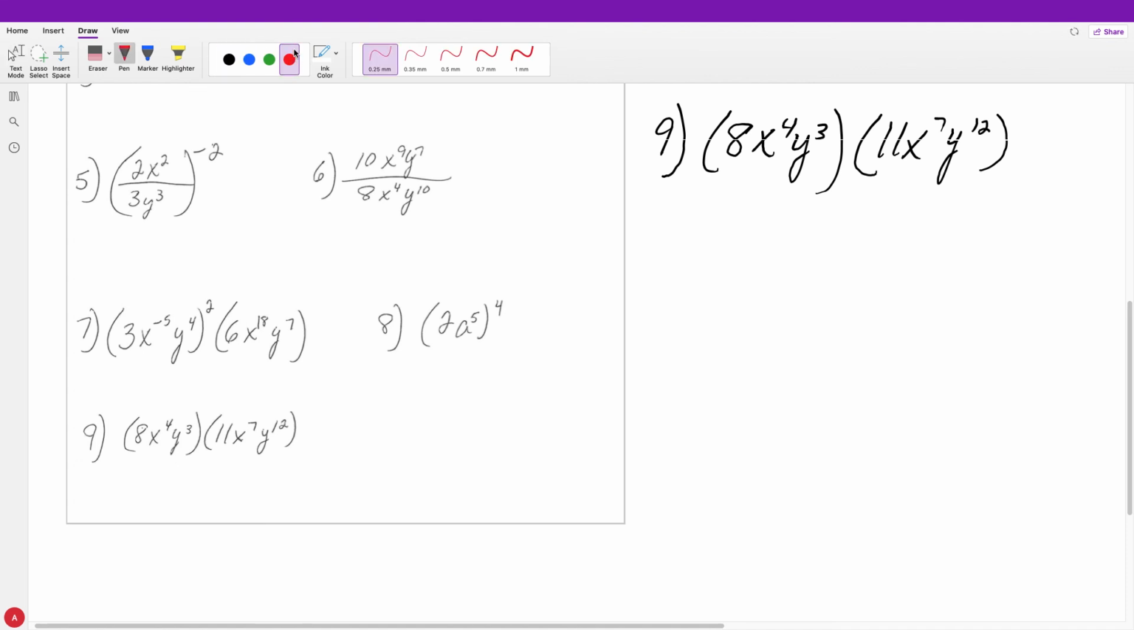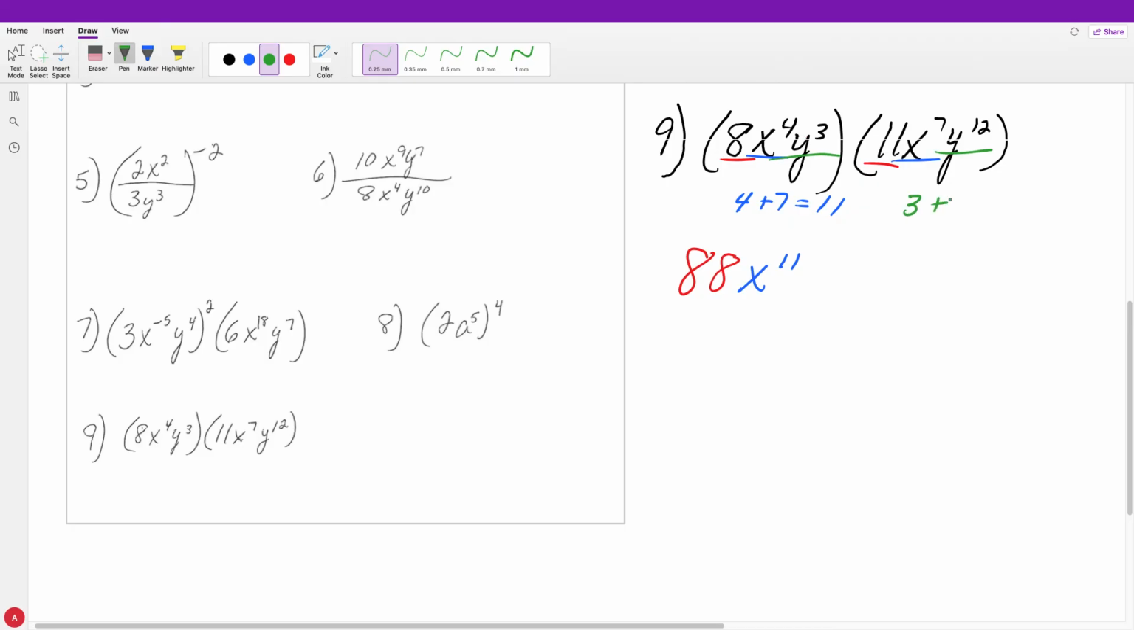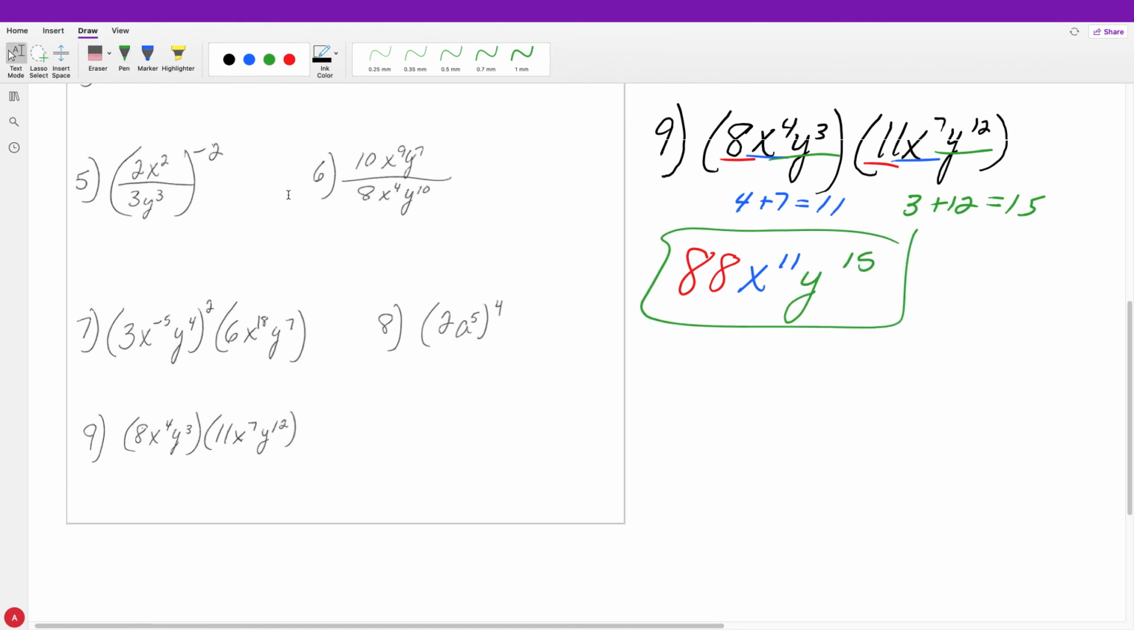All right, and then our last problem, we're just multiplying across. So we'll multiply our likes with our likes, so our coefficients with each other. So 8 times 11 is 88. Then I'll multiply my variable x's. So I'm just adding those powers, which is going to give me 11. So x to the 11th. And then I'm just going to multiply and add my y's together as well, which is then going to give me y to the 15th. All right, that will be our final answer.